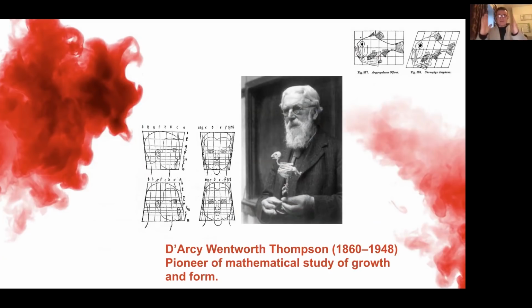And by simply compressing or tensioning along this grid, he could come up with any species of fish or plant. And really, he was talking about biotensegrity. He didn't, of course, use that word, but that is literally what he was doing. So simply by changing the tension and compression, he could come up with any species.